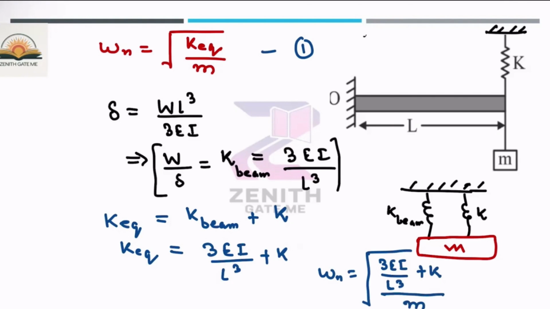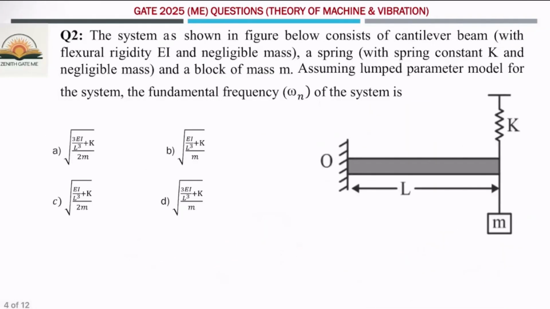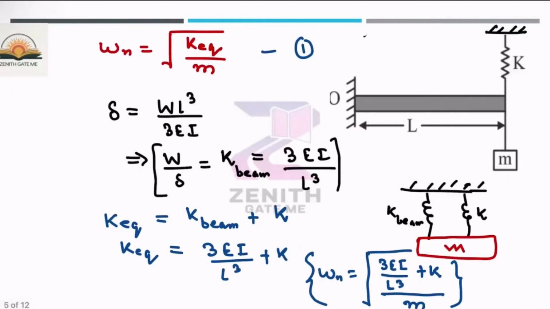Now you can check which option will be the correct for this question. Okay, so 3EI by L cube, but here is the 2m. Now you can see here the option D is the correct answer. For this question, the choice D is the correct answer.